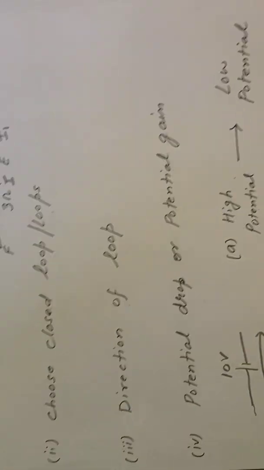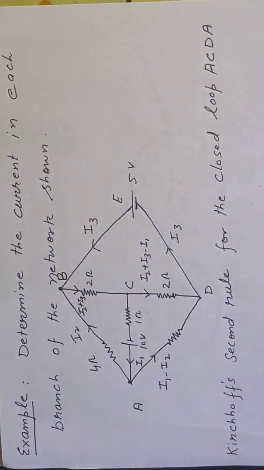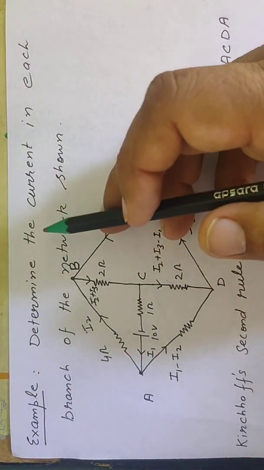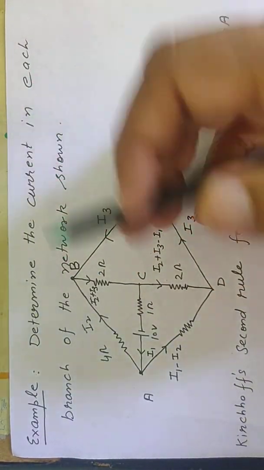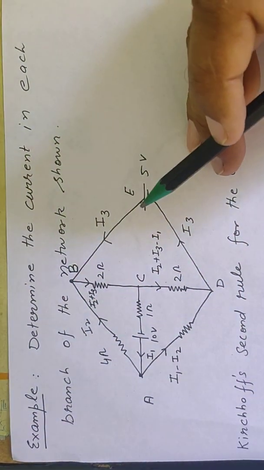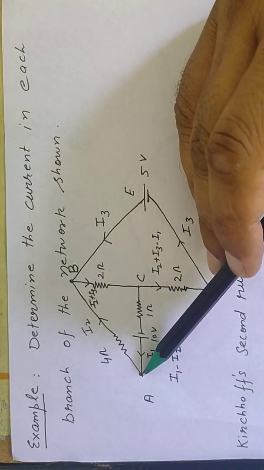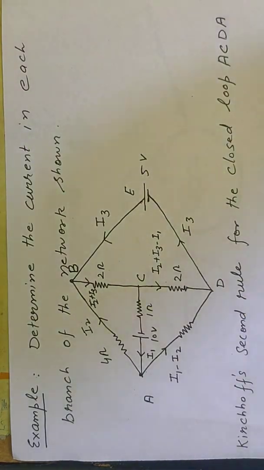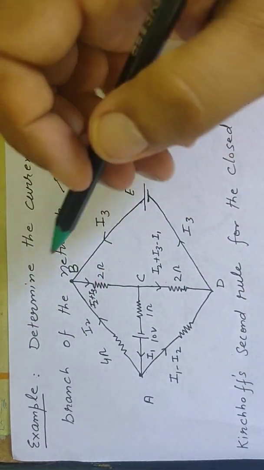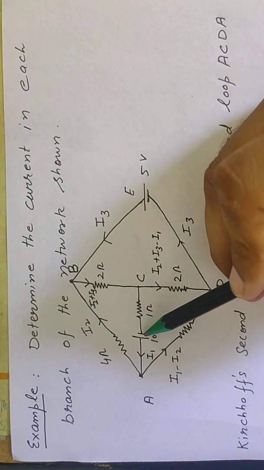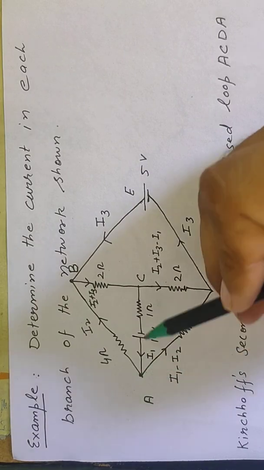Now here, using these rules, we will solve this example. The example is: determine the current in each branch of the network shown. This is the network. Here you see point A is here, B, E, D and C. Now first of all we see the current. So we take current from this 10 volt battery, or we can say cell.